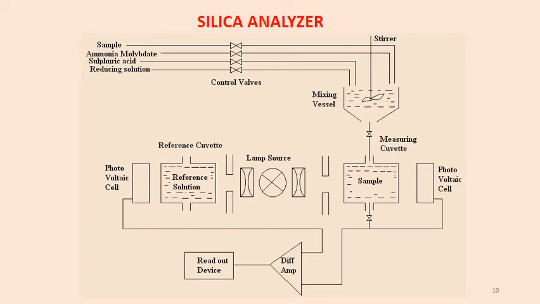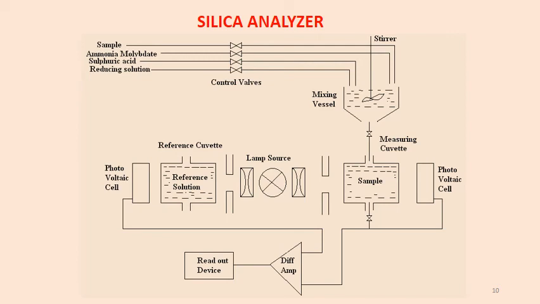All the solutions are thoroughly mixed in the mixing vessel with the help of a stirrer, and the flow rate of each is controlled by a valve placed on each inlet line. The inlet of the mixing vessel and the measuring cuvette is maintained at the top to prevent contamination by any solution from the previous analysis, to avoid interference with the next analysis.